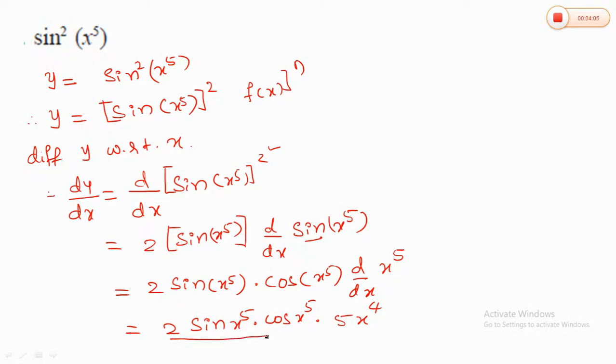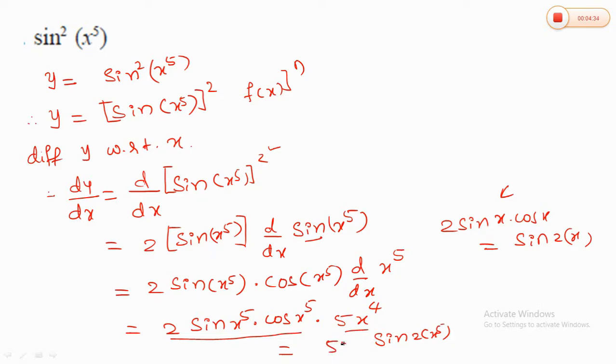Observe here, this is of the form 2 sine x cos x. So this equals sine 2x. Here, in place of x, there is x fifth. Therefore this equals 2 sine x fifth cos x fifth, that is sine 2x fifth, and write the remaining term 5x fourth. Yes, remember this one.